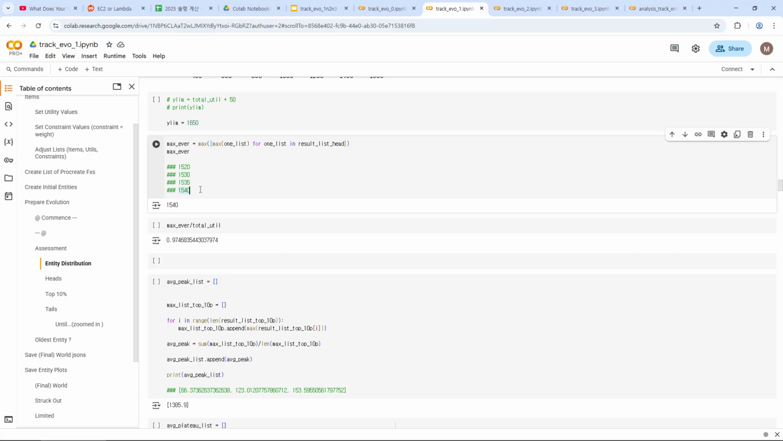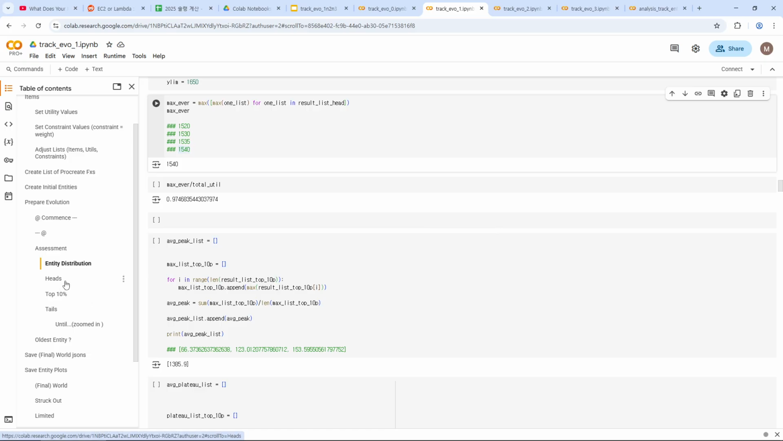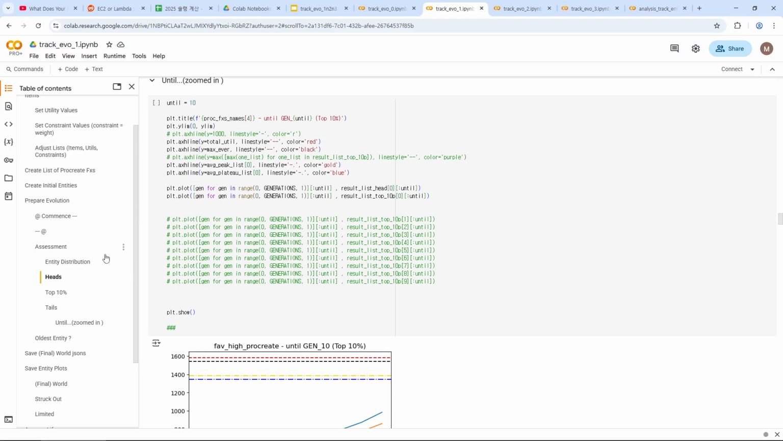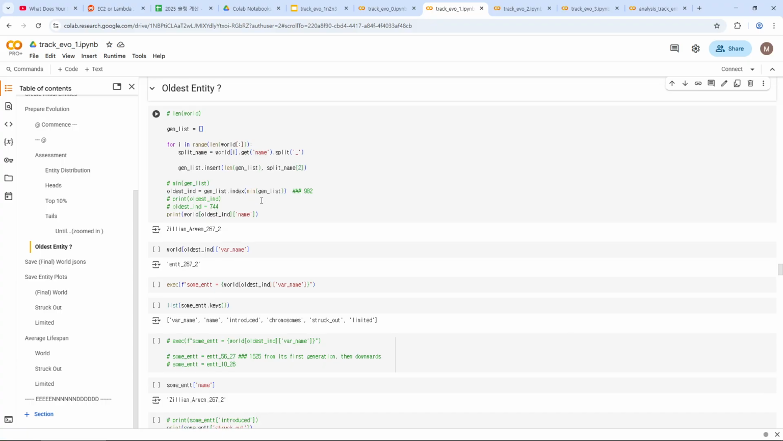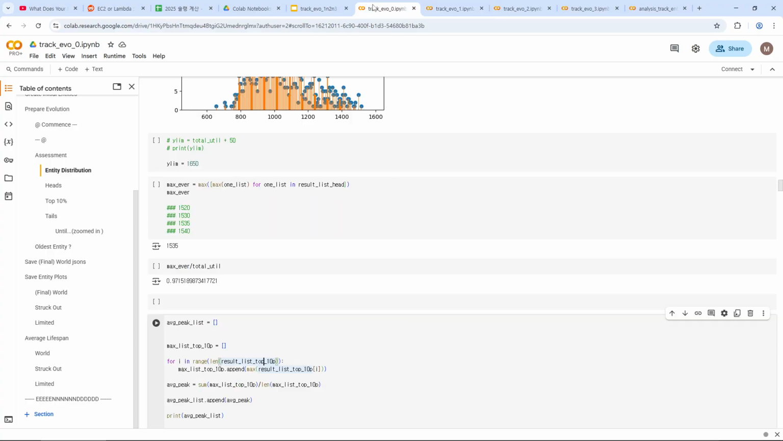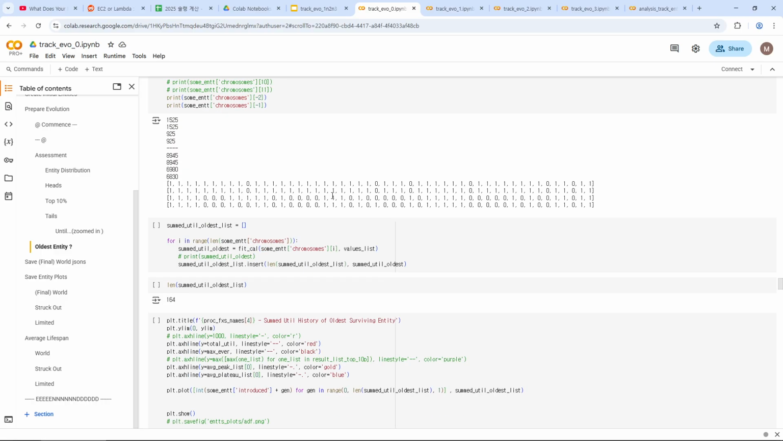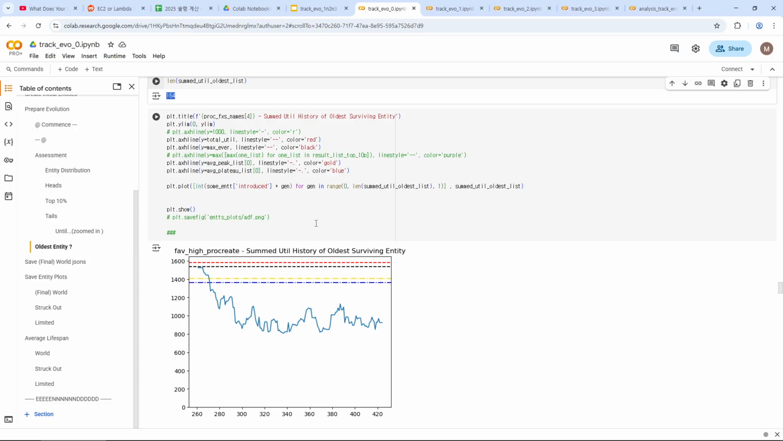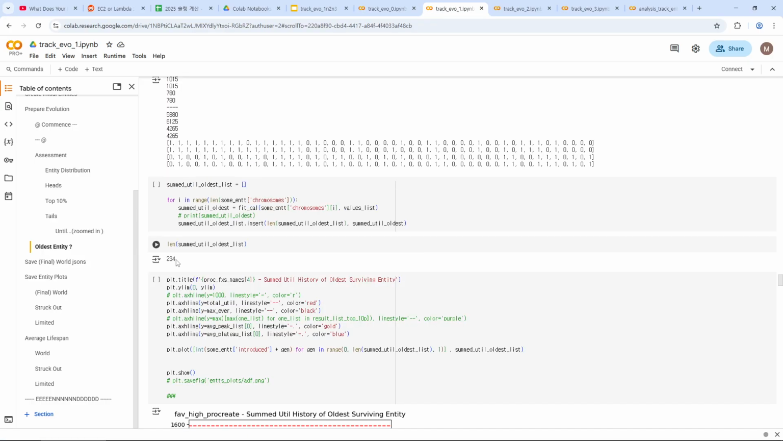The best of the best, the highest it can be, given all these utility values, constraint values, and the max constraint. And the plots look like this, not much different. And the oldest entity lived for 234 generations, whereas the oldest entity in the previous one was 164. So I'm talking about the oldest entity in the world. Quite a bit of a difference there.